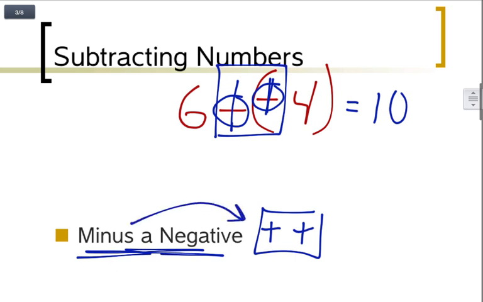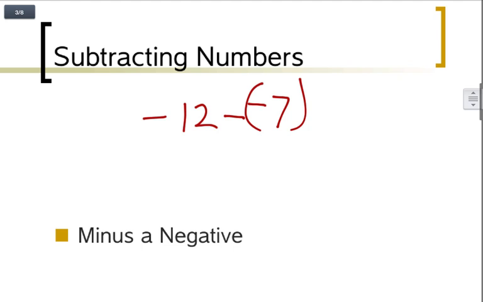So let's look at one more example. Let's look at negative 12 minus negative 7. Now, the negative in front doesn't change anything, but these two negatives need to be turned to positives. Whenever there are two negatives next to each other, they turn positive. So this is really negative 12 plus 7.